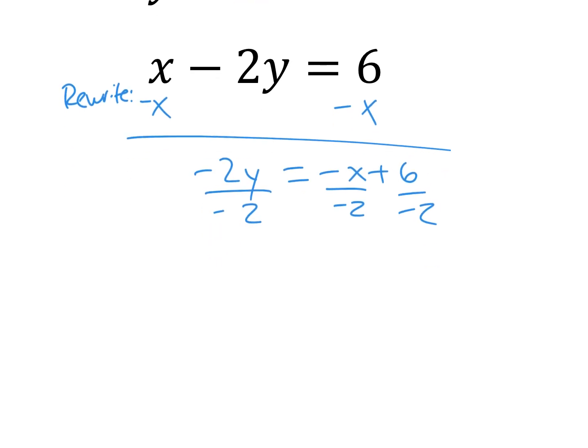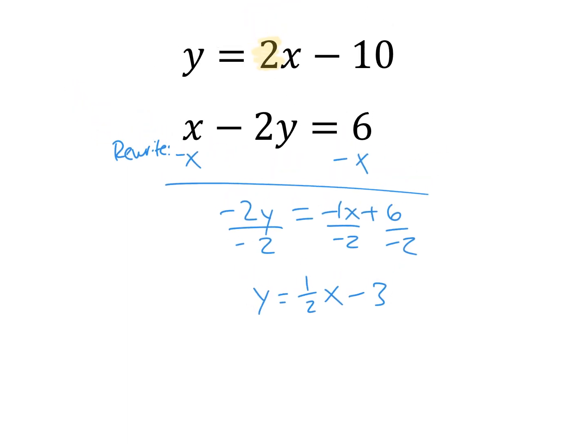So we're going to end up with y equals, we have an invisible 1 here in front of our x, so we have negative 1 over negative 2. We can simplify that to positive 1/2 x because the negatives will cancel out. And then 6 divided by negative 2 is negative 3, so we'd subtract 3. So now we have a slope for this one. We have a slope of 1/2, positive 1/2.